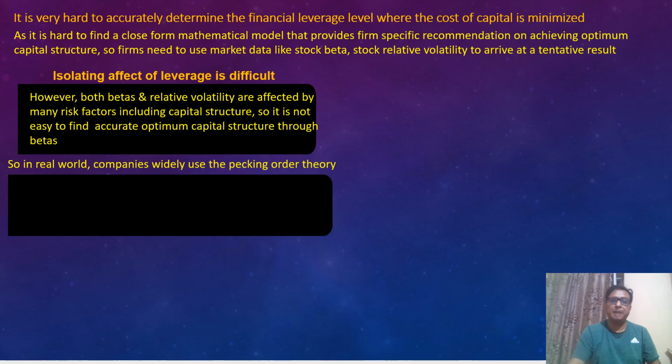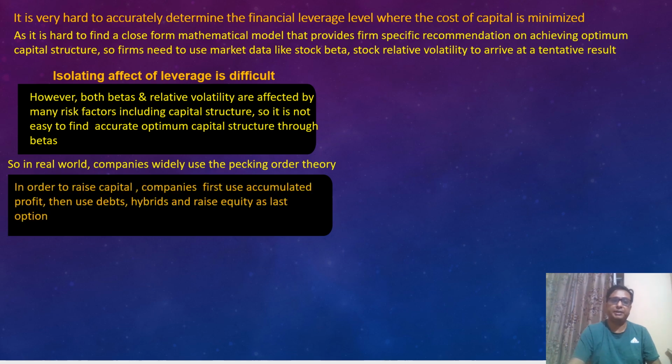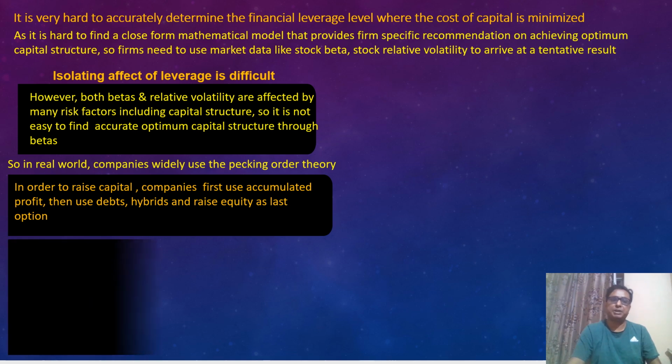So in the real world, companies widely use the pecking order theory. In order to raise capital, the companies first use accumulated profit, then use debts, hybrids, and raise equity as the last option.